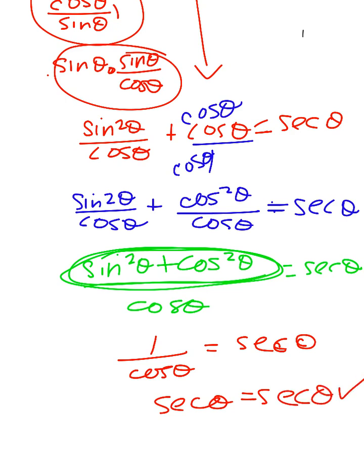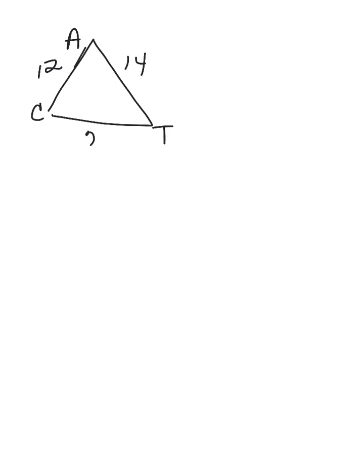Okay, so let's take a look at 2. Alright, so we have in triangle CAT, CA is 12, AT is 14, and CT is 21. And we're looking for the measure of angle T. So what I have here is side, side, side, find an angle. Which one uses all three sides and an angle? That is law of cosines.